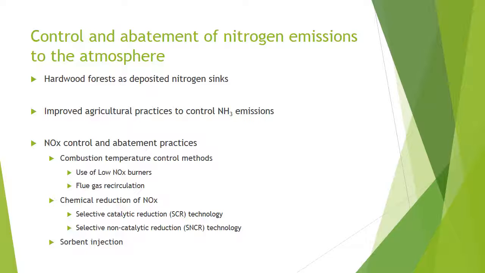There are combustion temperature control methods, chemical reduction of NOx, and then sorbent injection to strip a gas stream of the NOx components in it. I'll be going over two forms of combustion control methods: use of low NOx burners and flue gas recirculation. Low NOx burners reduce NOx emissions in two main ways. There's a fuel reburning zone where fuel is added to chemically reduce NOx emissions. And then there's a final combustion zone where excess air is used to keep temperatures low enough to limit NOx production.